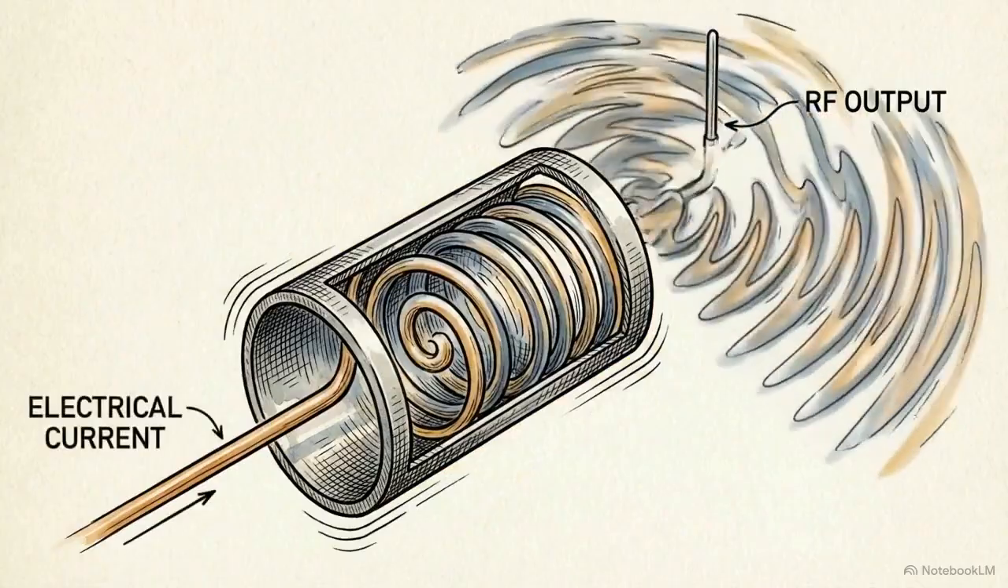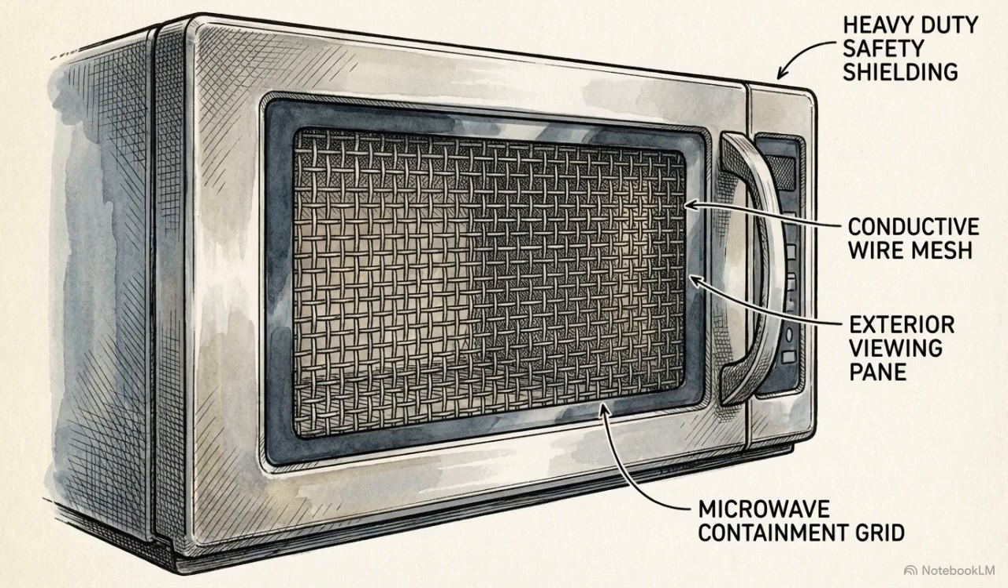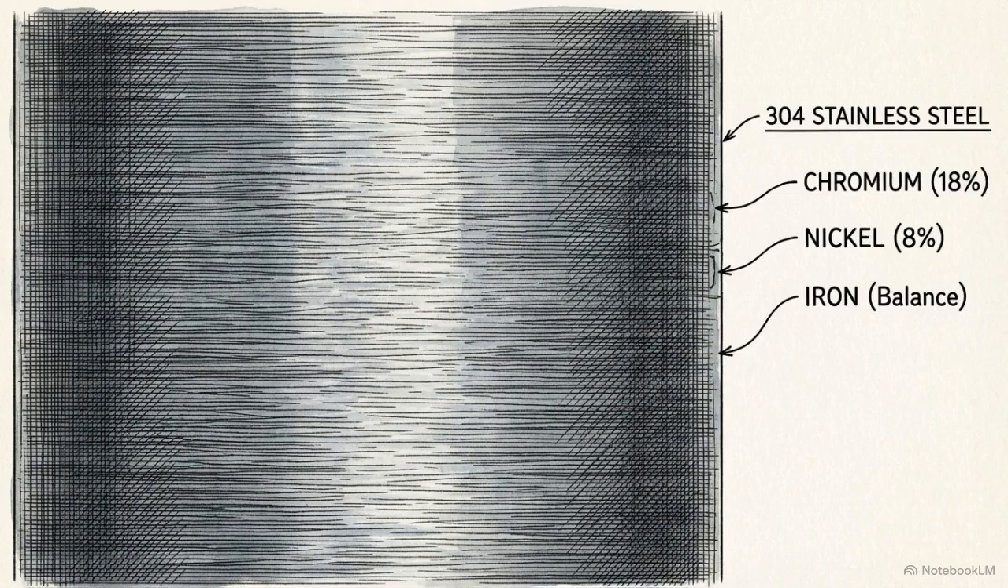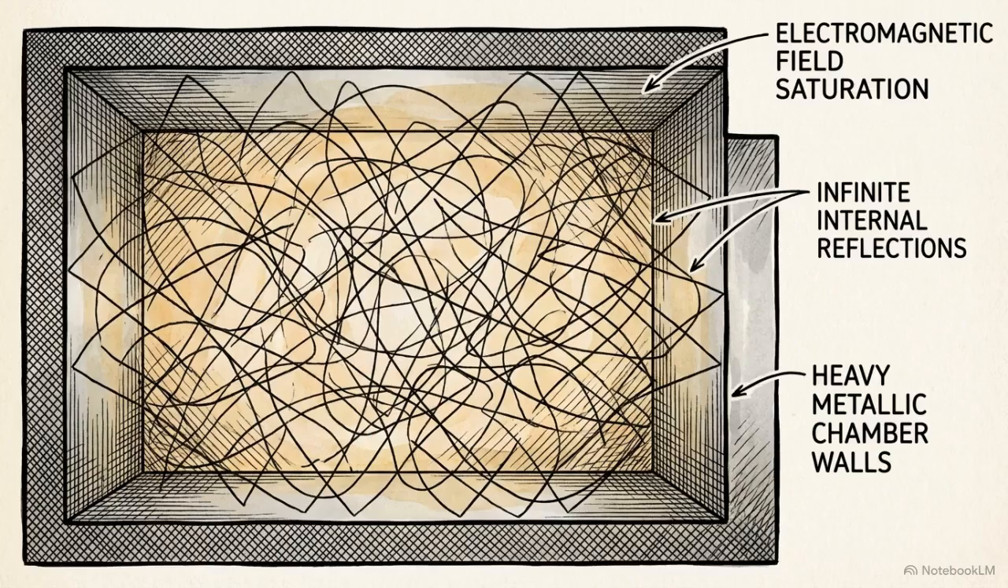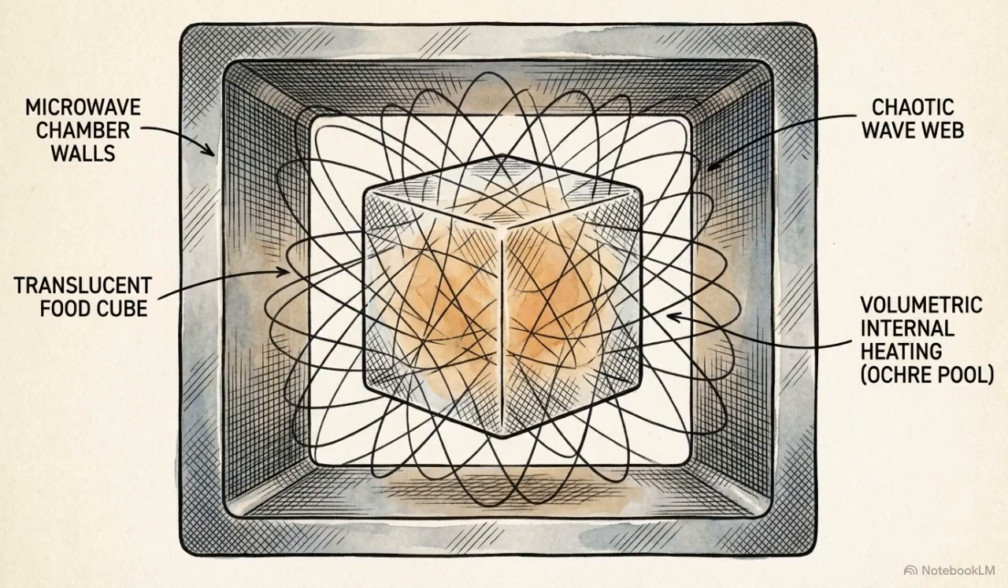Once extracted by the antenna, those 2.4 gigahertz waves are blasted directly into the primary cooking chamber. The interior of the chamber is lined with specialized metals like stainless steel. High-frequency radio waves cannot penetrate dense conductive surfaces. Instead, they reflect off them with high efficiency. These continuous internal reflections create a chaotic web of overlapping electromagnetic waves. This ensures the waves penetrate the food from multiple angles simultaneously, achieving volumetric dielectric heating.